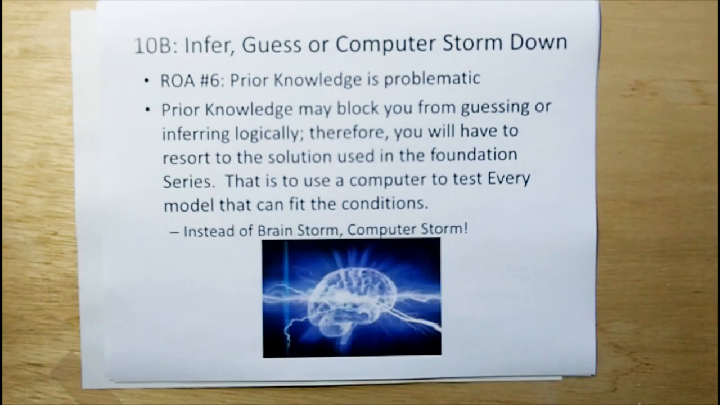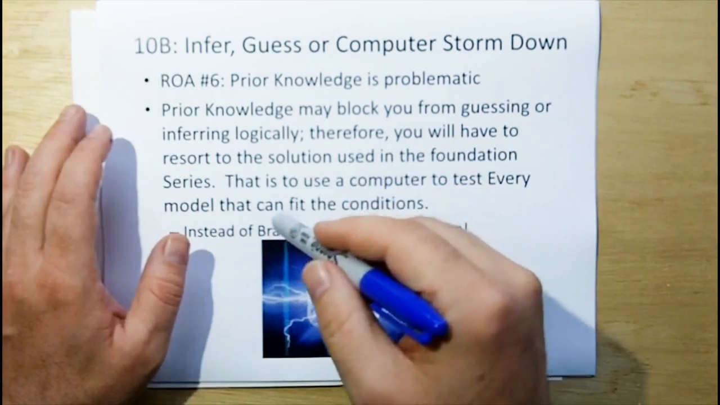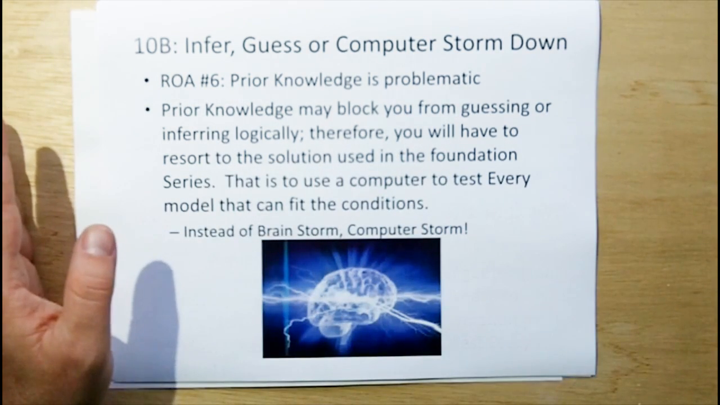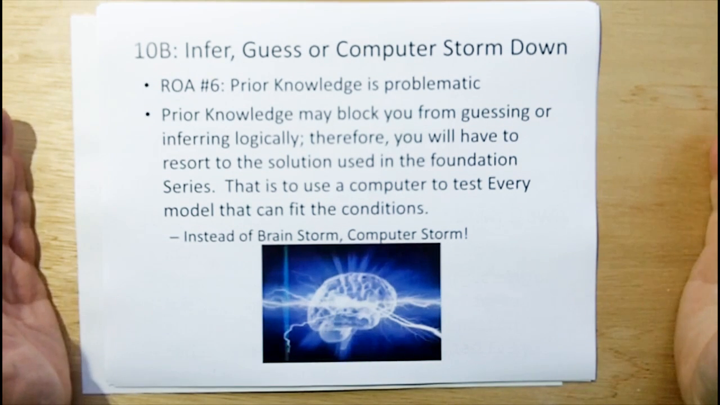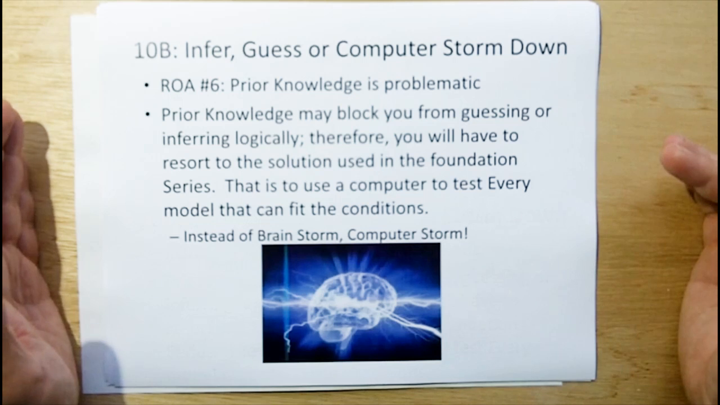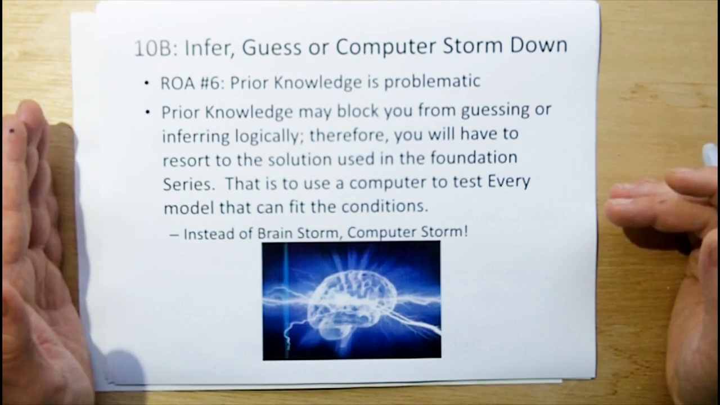So the rule of acquisition 10b: you have to infer, guess, or computer storm down. Avoid deriving down to the lower echelon. And try not to use prior knowledge, because prior knowledge can block you from guessing or inferring logically. And that's what happened to me in the Foundation series. I tried to use my training, and I thought it should be an inverse square relationship. So what I did is I used a computer to search everything I could possibly fit into the paradigm of the experiment. The thing that actually came out was something I would have never guessed on my own.